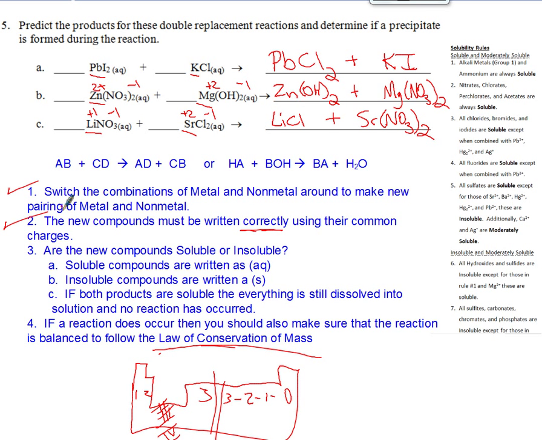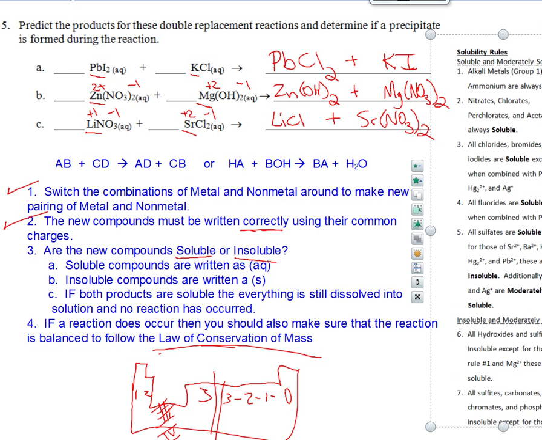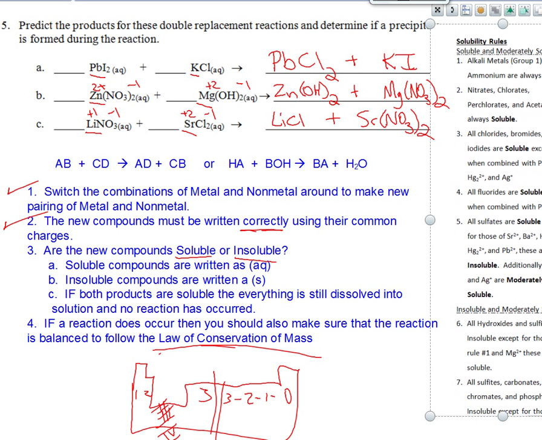Number 3. Is it soluble or insoluble? We're going to check the solubility rules again. I made those too small. Let me just make that bigger so I can see it. So here we go. Lead chloride. See, all chlorides are soluble. Yay! Oh, there it is, right there. All soluble except for lead. So this is insoluble.